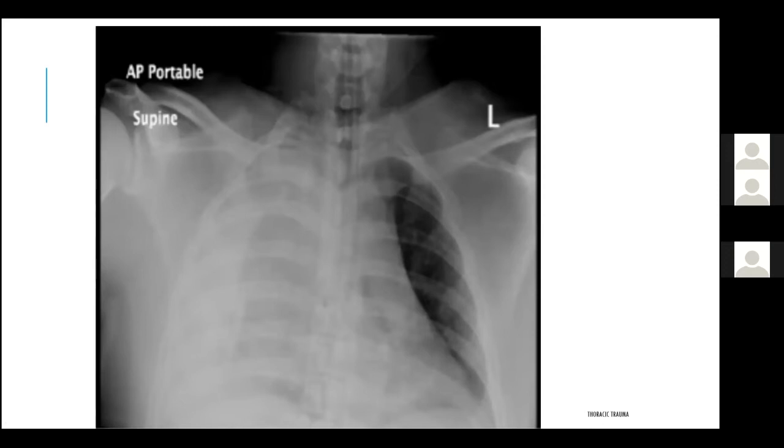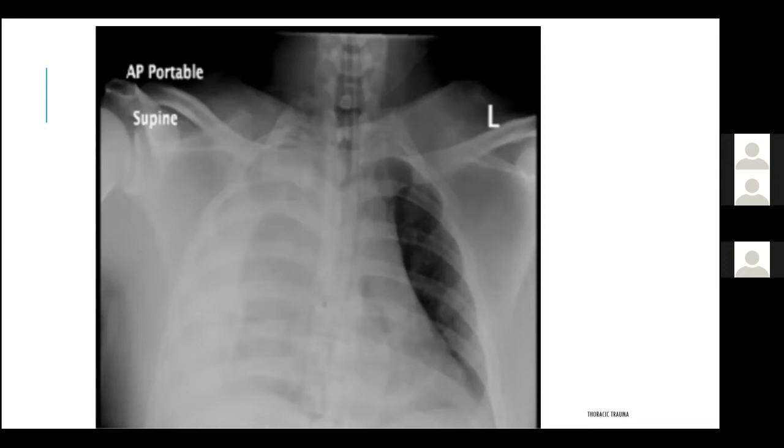So in this case, what is the management? Okay. Always, if I say management, remember A, B, C, D, E: airway, breathing, circulation, disability, and exposure. So the important thing in managing this kind of patient is that we can lose this patient so fast. Why? Because they are bleeding internally in the thoracic cavity.